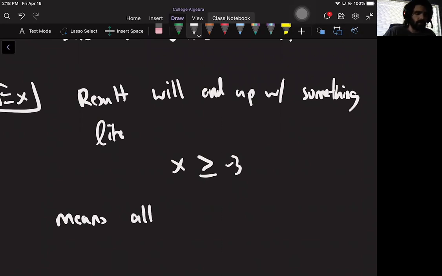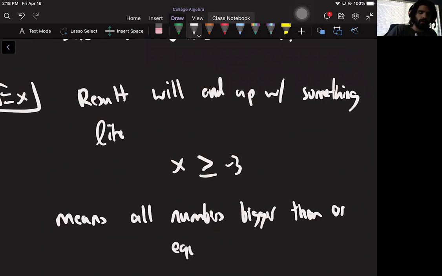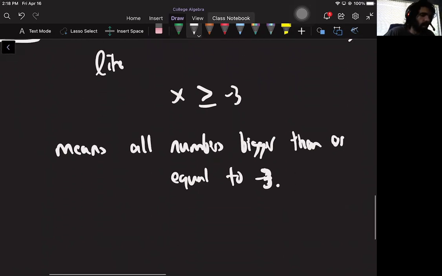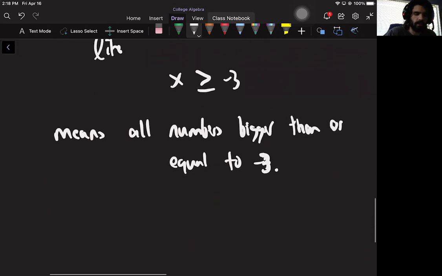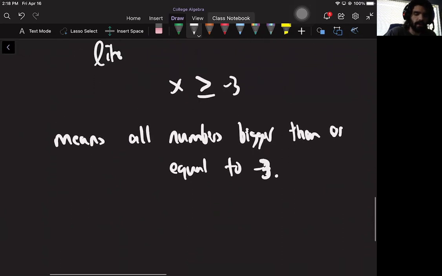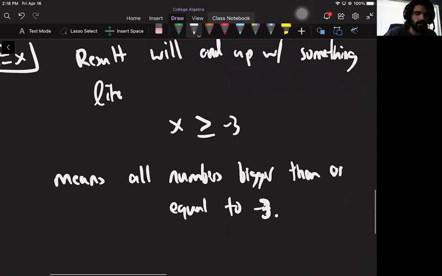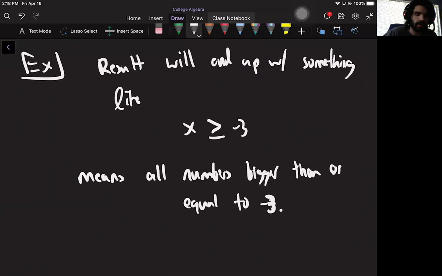So this is really saying much more than just one number. This is saying all numbers bigger than or equal to -3, instead of just a single number, is a whole bunch of numbers. And what we do is, if we want to list a bunch of numbers, we don't just write them out. Instead, we use some clever notation to list out all these numbers. So there's two ways to do it.